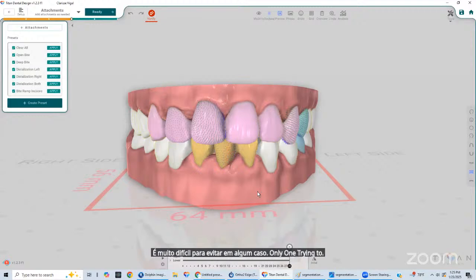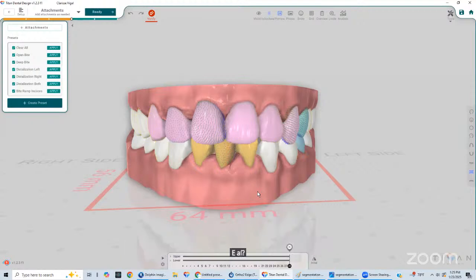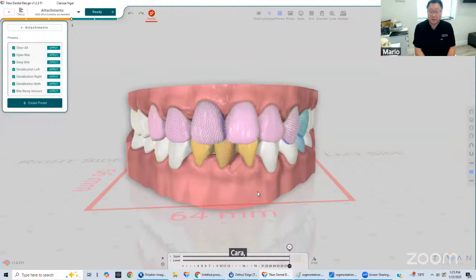Mario, I wish we could do some kind of mini residency for aligners and really write a curriculum for aligners, because I'm telling you, we don't know how to treat people with aligners properly. We are just moving teeth, and that is not orthodontics. Absolutely agree.